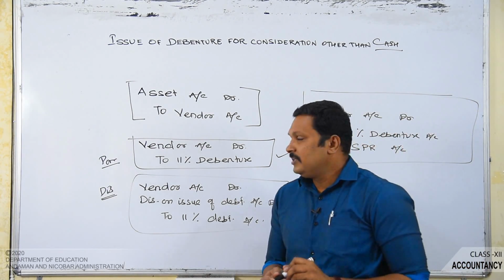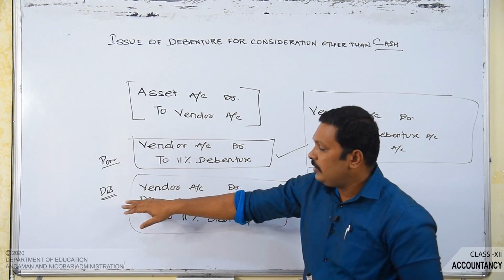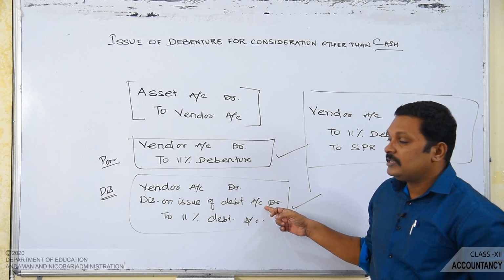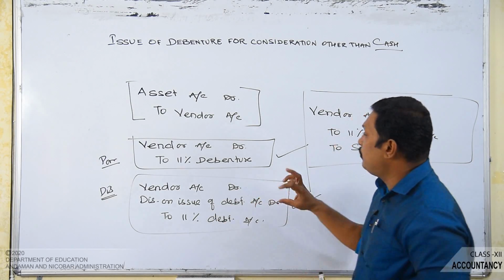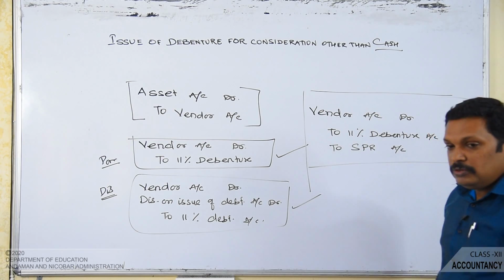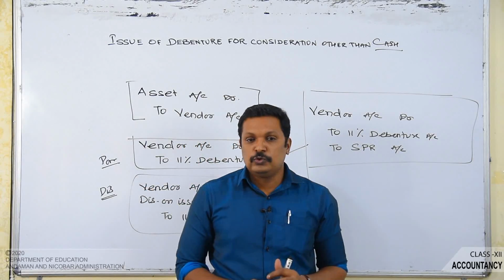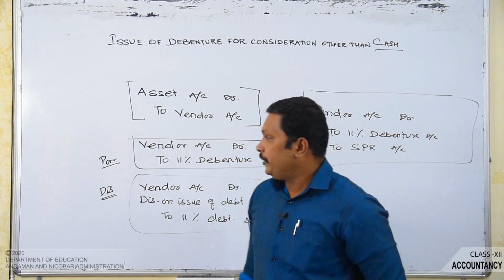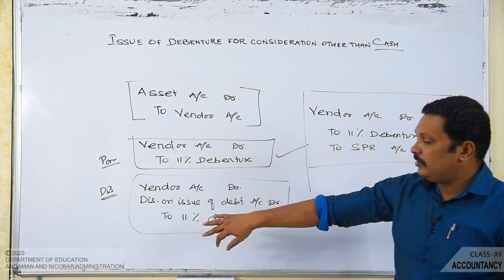When we issue at par, the entry is simple: vendor account debit to 11% debenture only. When we issue at discount, the entry is vendor account debit, discount on issue of debenture account debit. Discount is a loss, that's why we debit it, then to 11% debenture. Suppose we issue at premium, then the entry is vendor account debit to 11% debenture and to securities premium reserve. Securities premium is a capital profit for the business, so we have to credit the premium. Got it? So note it.